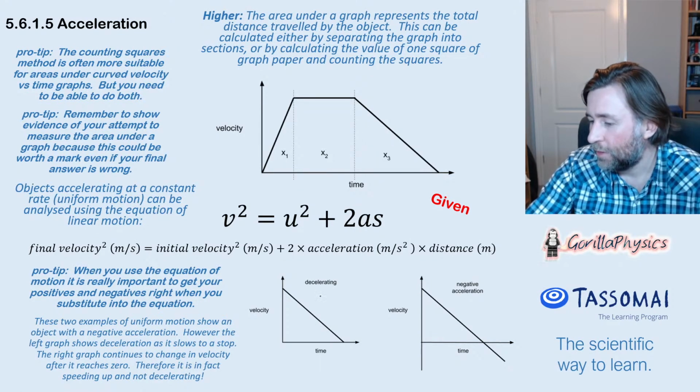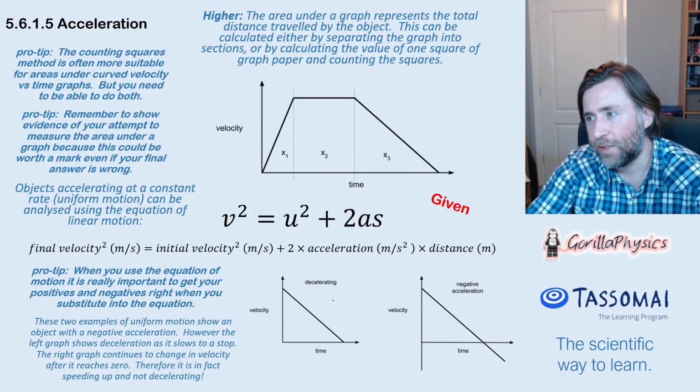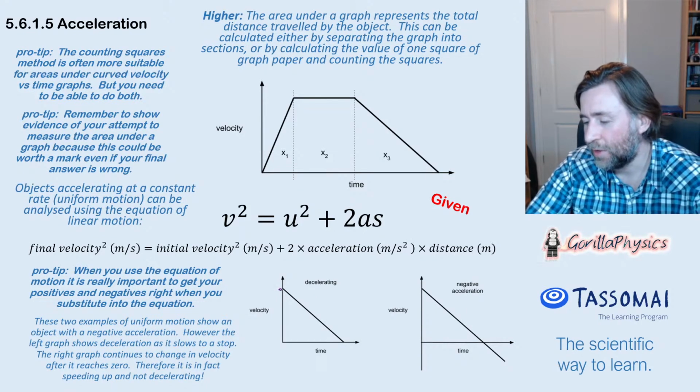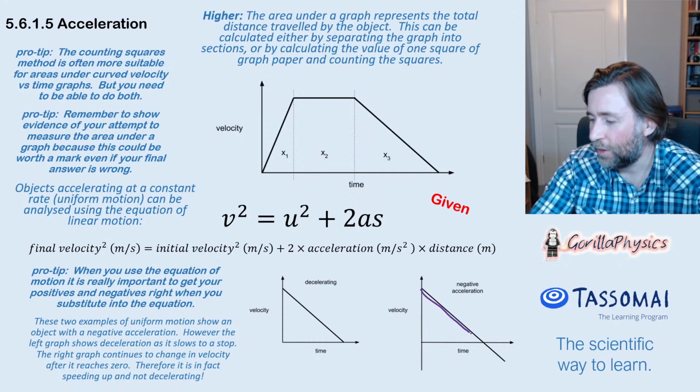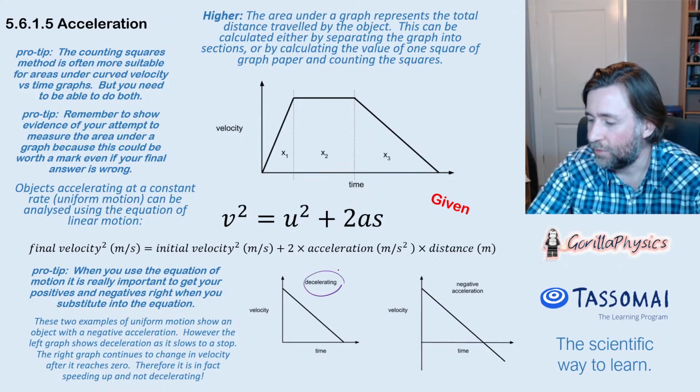And just to say that there's a difference between saying decelerating. When we say something is decelerating, we tend to mean its velocity is decreasing until 0. Whereas when we talk about a negative acceleration, well, that negative acceleration can actually keep on accelerating past 0 and have a negative velocity. So that's the difference here.